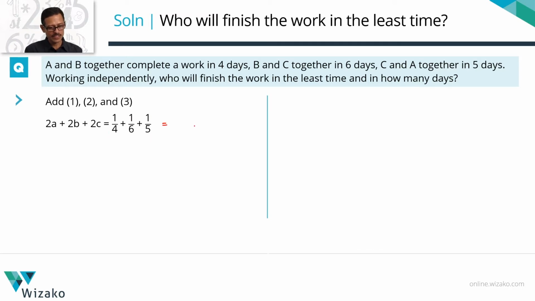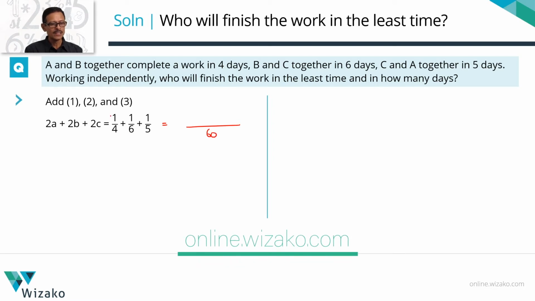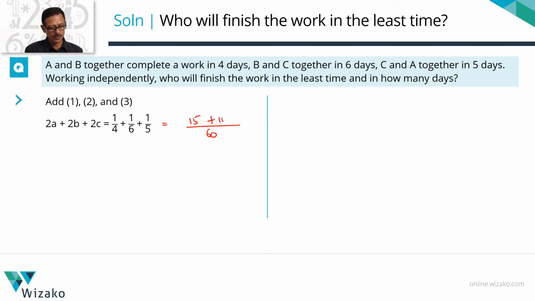Take the LCM of 4, 6 and 5, which is equal to 60. 1/4 can be written as 15/60, so this is going to be a 15. 1/6 is 10/60, therefore a 10. 1/5 is 12/60, therefore a 12. So A plus B plus C will be equal to, with 2 taken common out, we'll leave the denominator as 120. 15 plus 10, 25 plus 12, which is equal to 37. Let's call this equation number 4.